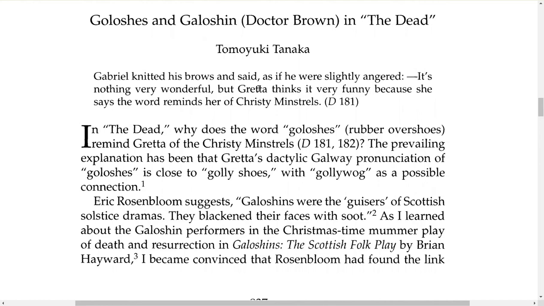This essay that I have here by Tanaka presents a very nuanced, critical reading and analysis of the text that needs specific attention. And this is a very good example of how we should understand and analyze a text.